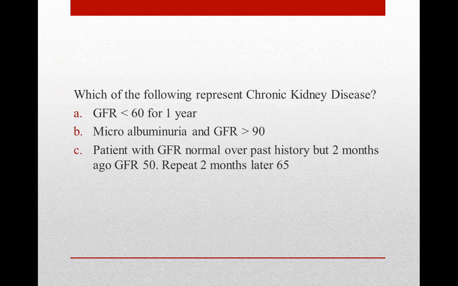So which of these represent chronic kidney disease? Well, a GFR less than 60 for a year. Well, the definition of chronic kidney disease is GFR less than 60 for more than 3 months. So that would be a chronic kidney disease diagnosis 585.3 or 4, depending on the stage that they're at.